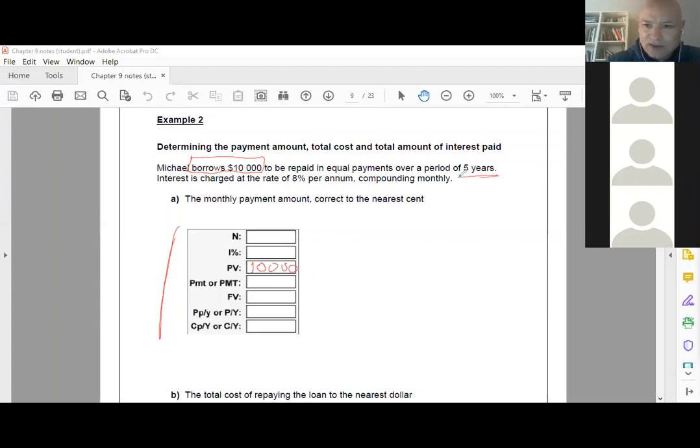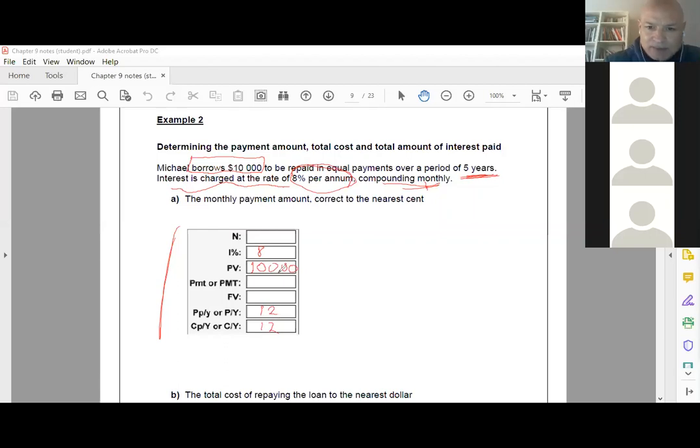Okay, I'm not going to use that 5 years at the moment because I don't know what the compounding part is. Interest is charged at the rate of 8% per annum. Okay, we all should know where that goes. That goes in the I for the interest, so 8. That's compounding monthly. Okay, those monthly goes down the bottom, down here, for both of them. 12 months in a year.